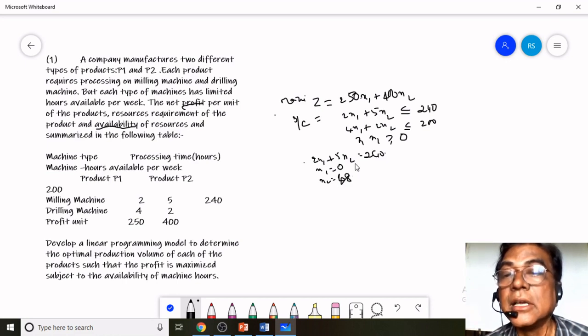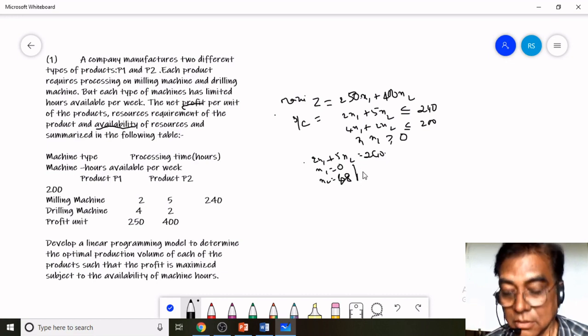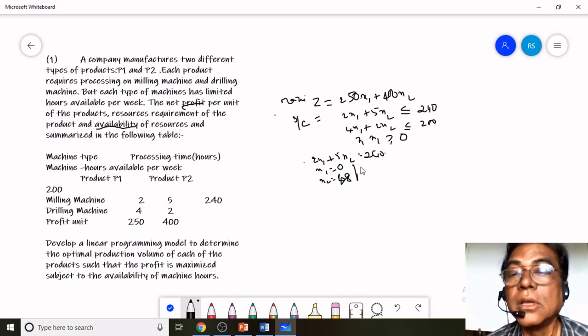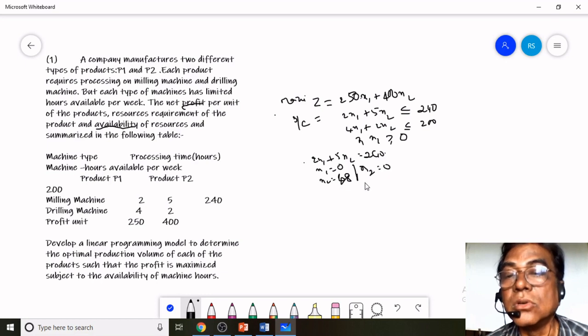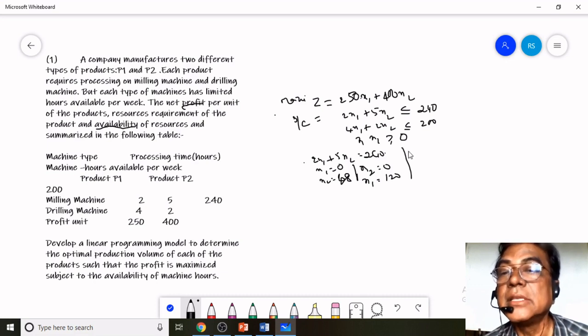Now go to the second one. If x2 is equal to 0, then x1 is equal to 120. Go to the second equation: 4x1 plus 2x2 equal to 200.